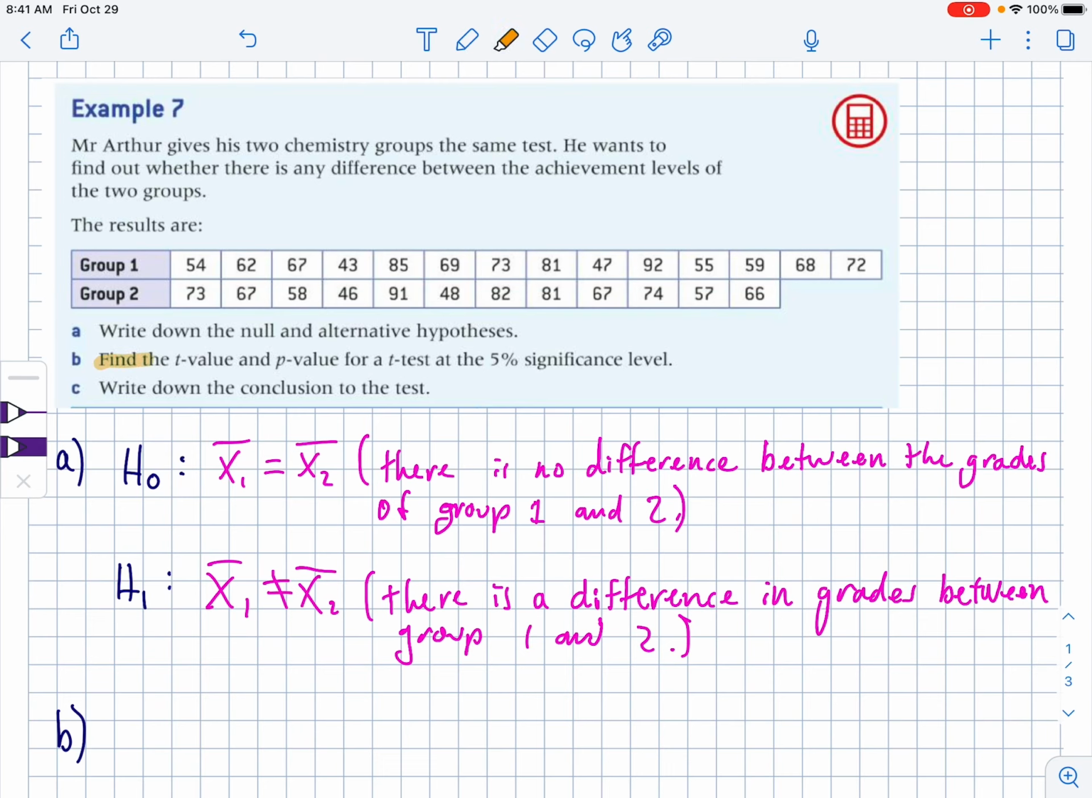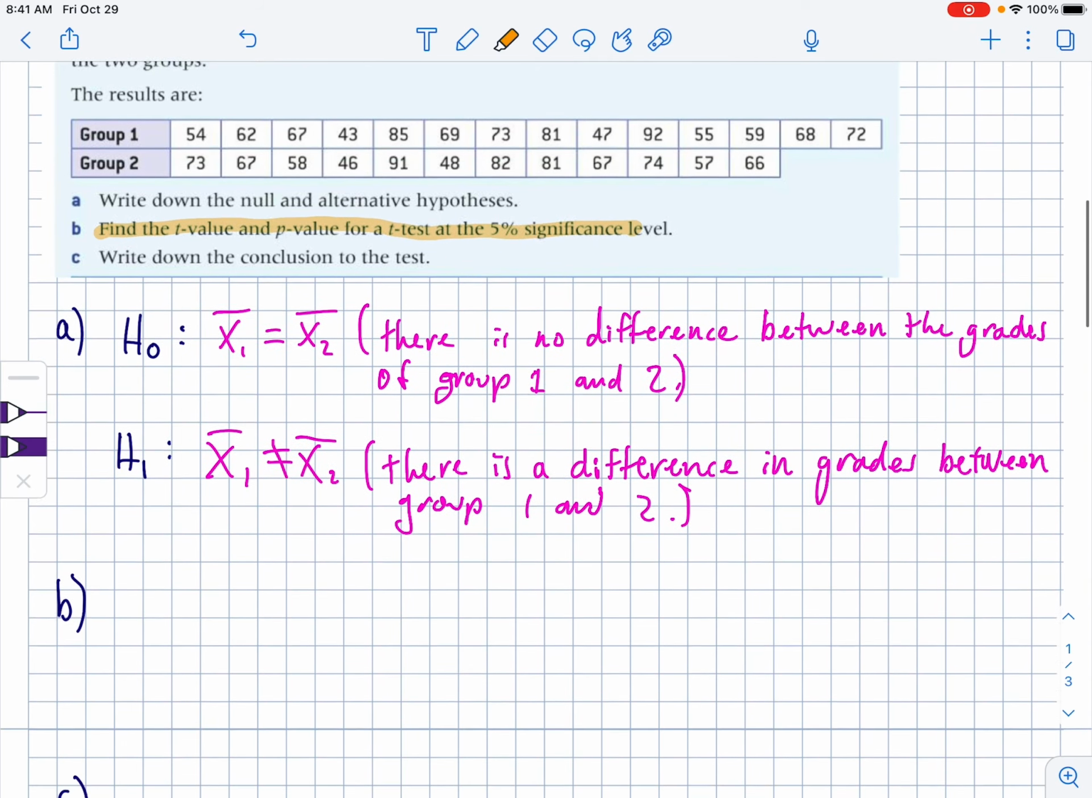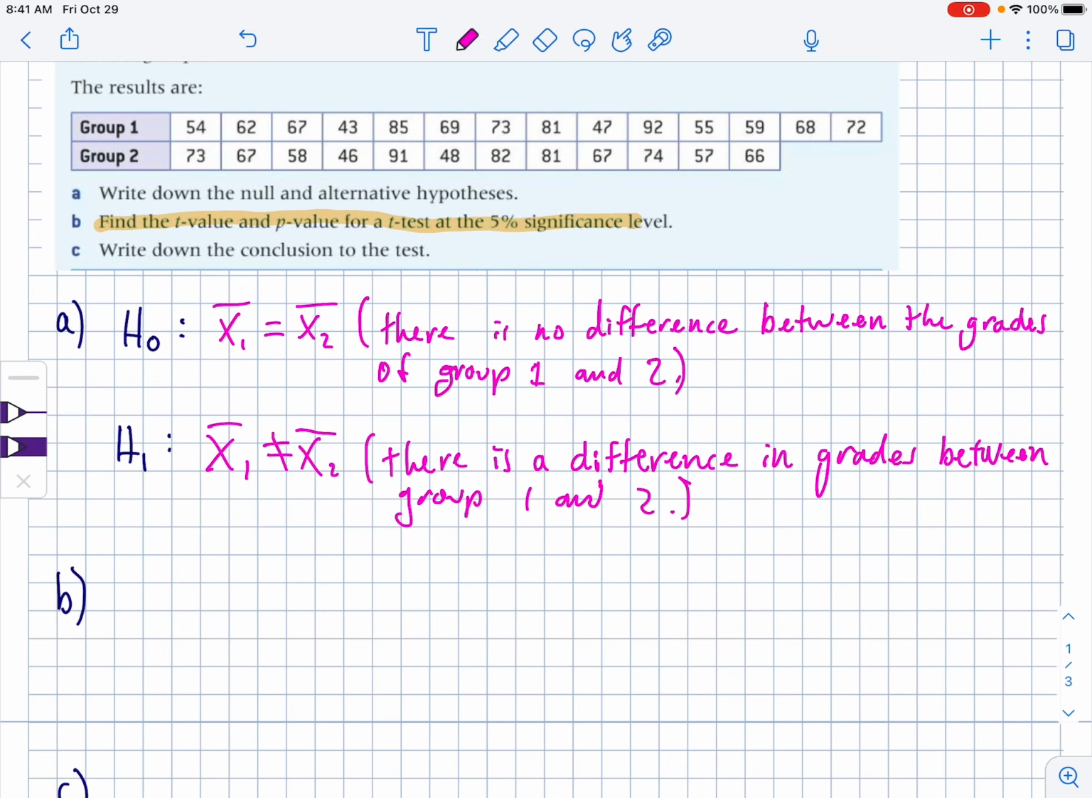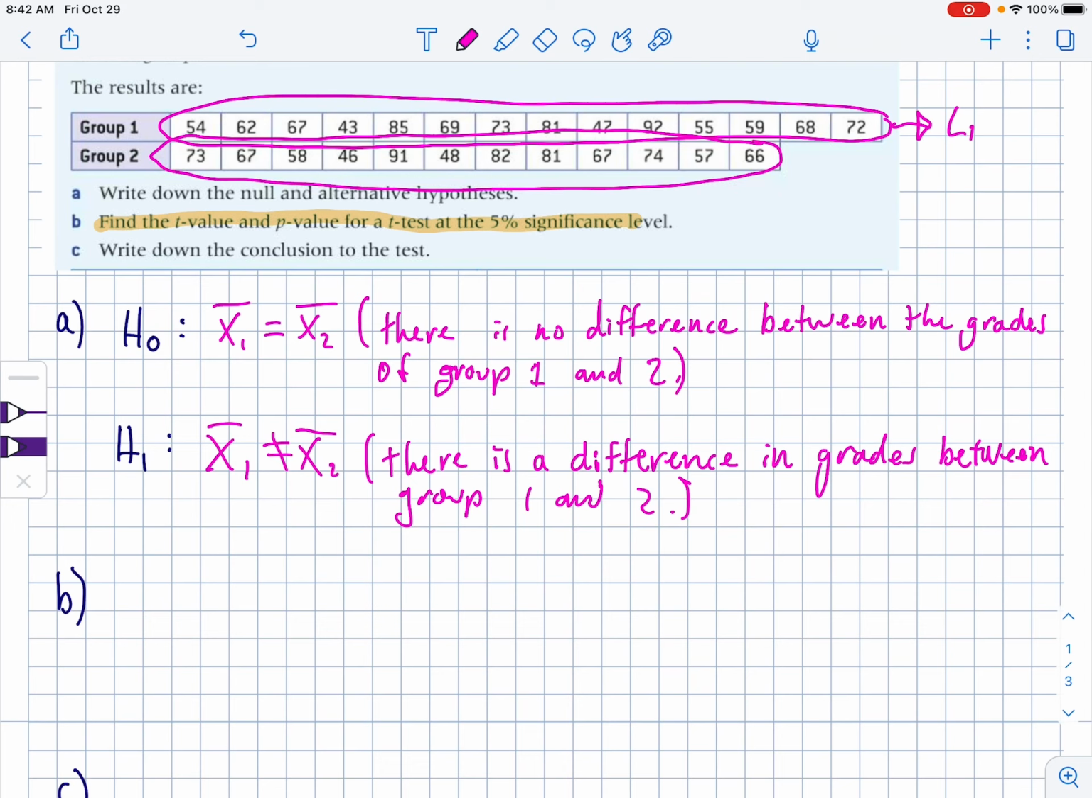Part B says find the t-value and p-value for a t-test at the 5% significance level. So the way you're going to do this is you're going to take all of the data, the first data set, and I'll link PDF instructions as well, but you punch this into L1, and then you take all of the second data set, and you punch this into L2. Once you've done that, it's pretty quick to find the t-test and the p-value.